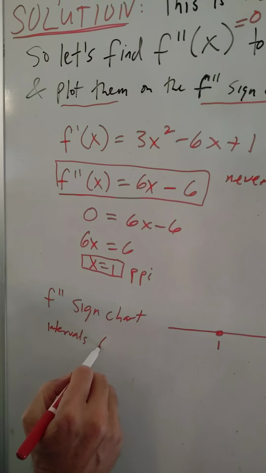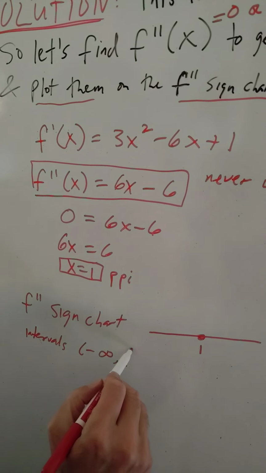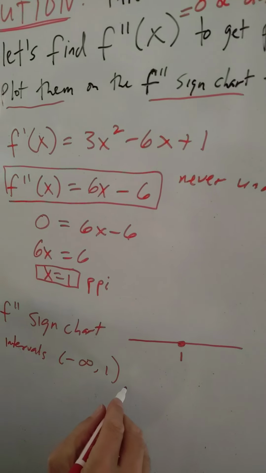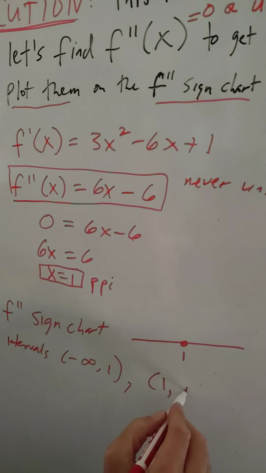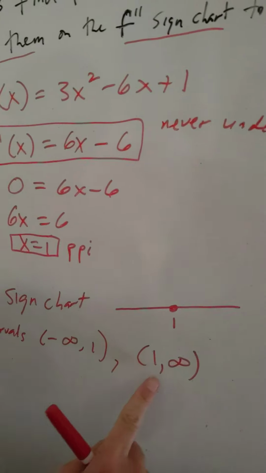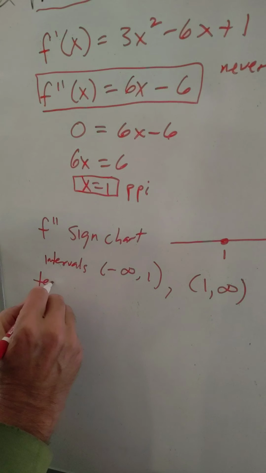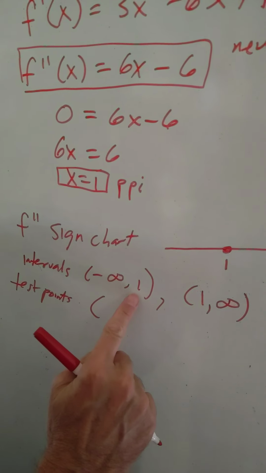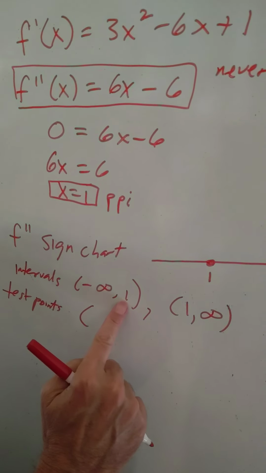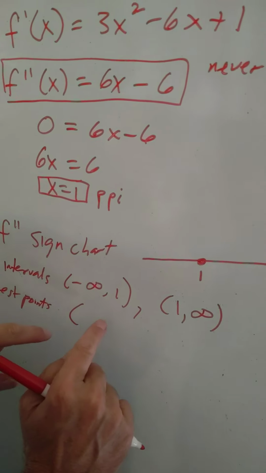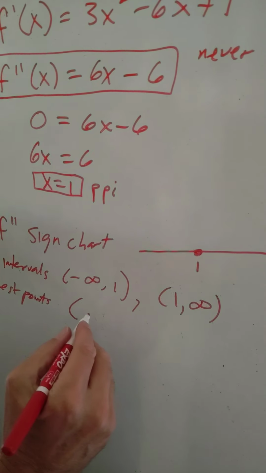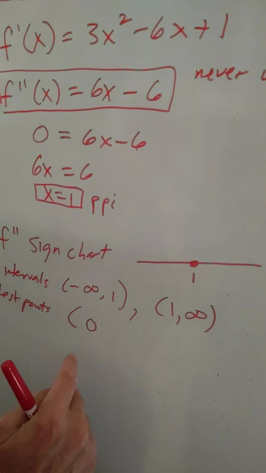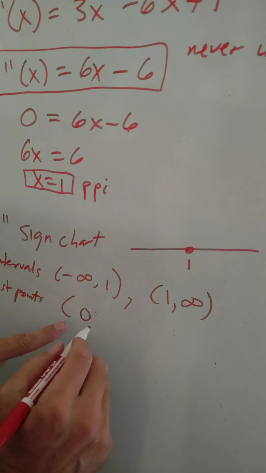Our intervals go from negative infinity to 1, to the left of 1, and then our next interval is 1 to infinity. Once you get your intervals, you want to choose test points. What's a good number from negative infinity to 1? You never choose the endpoints because these are open parentheses. How about 0? Isn't 0 inside that interval? I could have chosen negative 1. It doesn't matter, any test point.